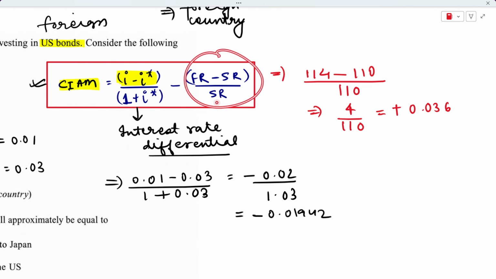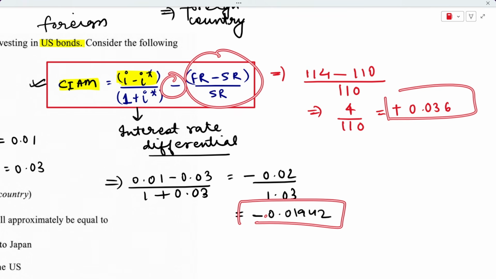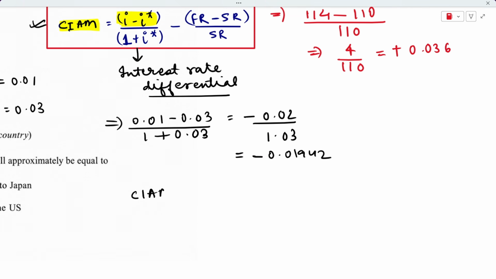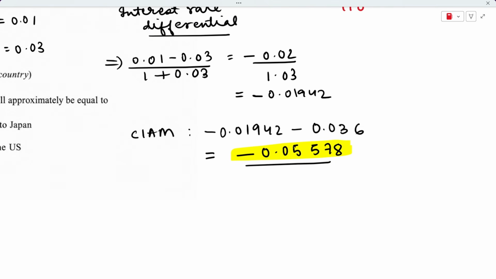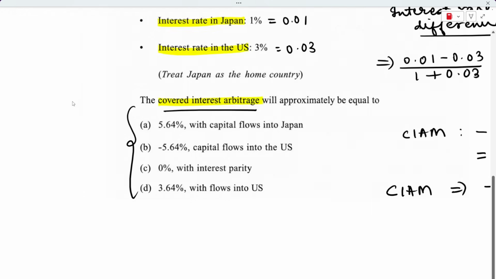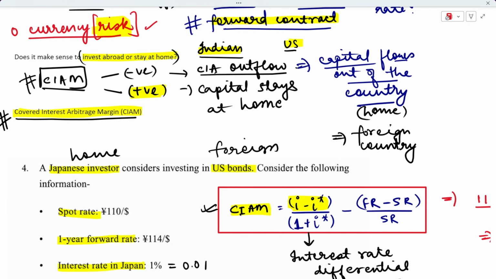So we have both the values with us right here, and the thing left to do is to subtract them, right? The value of CIAM that we get when we subtract these two values would be equal to negative 0.05578. And as we can see, the CIAM that we get here is negative. Just like I mentioned, when we get CIAM as negative, this means that there would be a capital outflow, which means capital will flow out of the country, right?